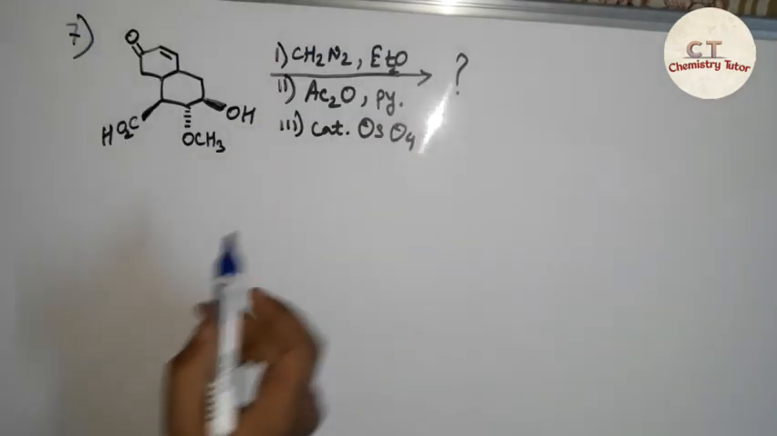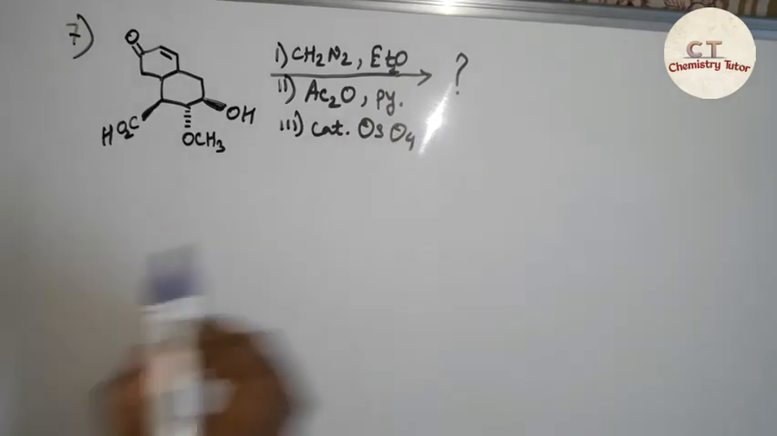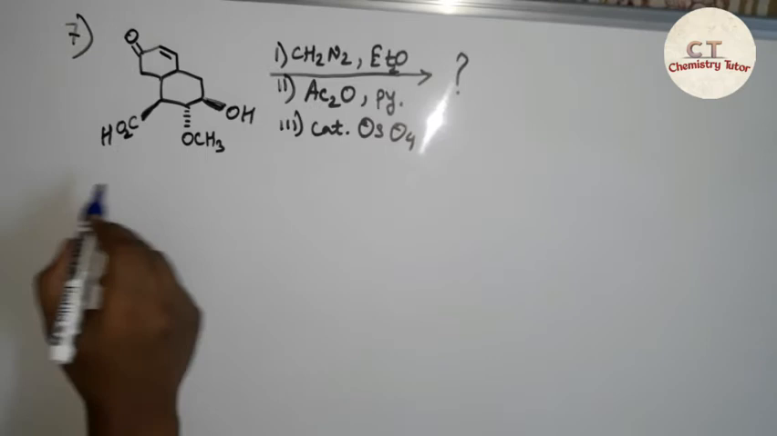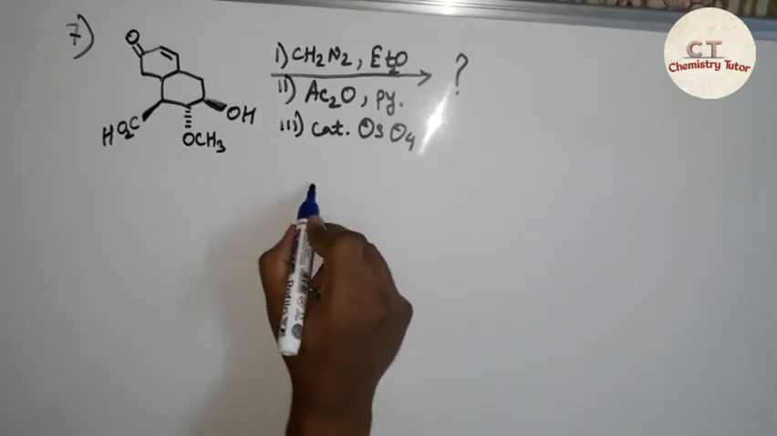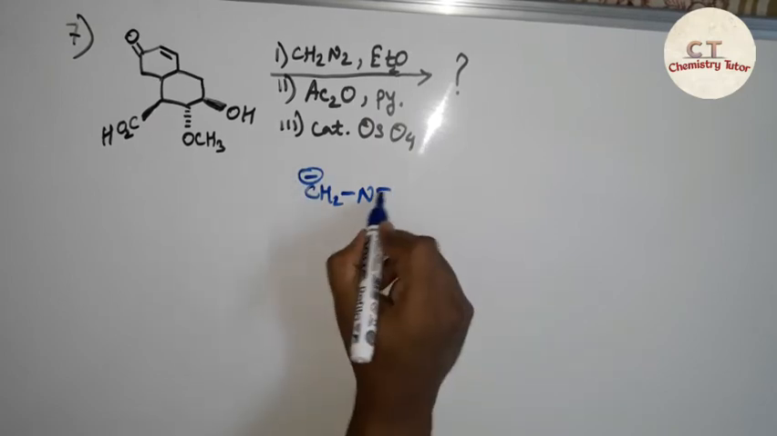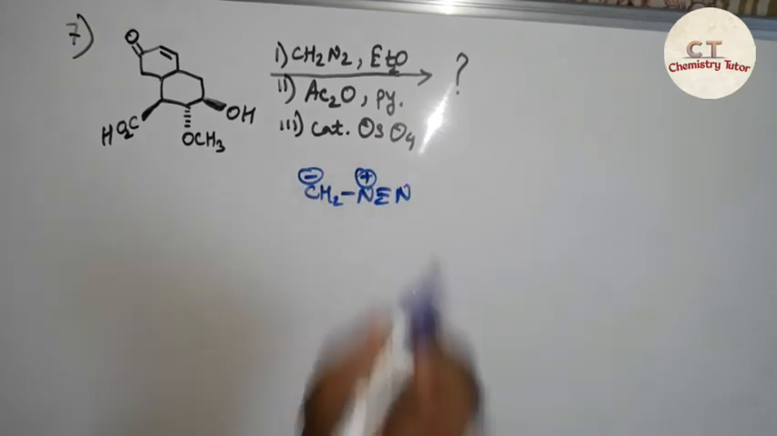Let us move on to our next question. So in this reaction, what is the product formed? First of all, diazomethane is given. Okay, so let me write diazomethane CH2, so there will be a negative charge here, so this is diazomethane.